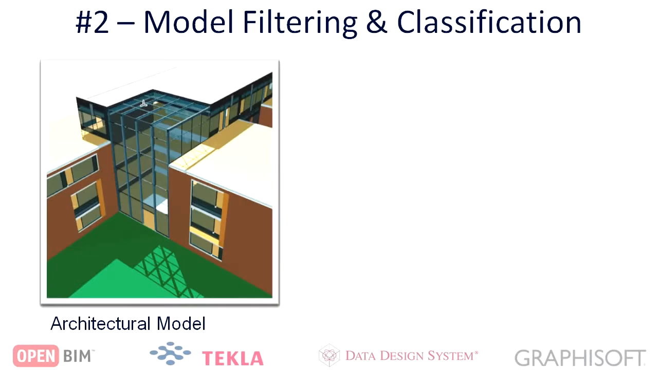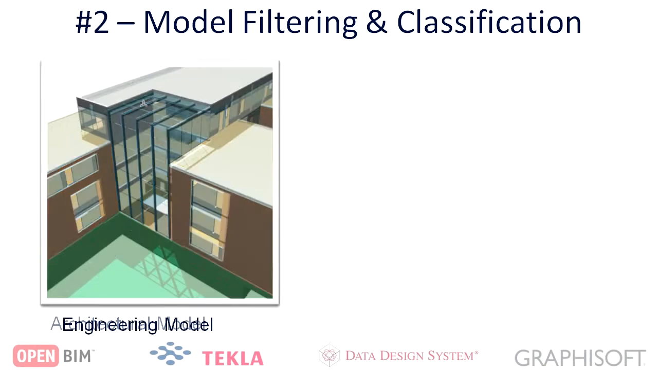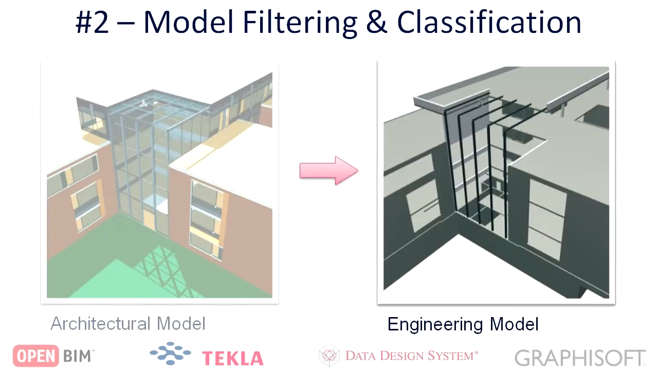The second concept of open BIM collaboration is based upon model filtering and classification. The BIM model being shared with other disciplines should always meet the requirements of the receiving party. For instance, the structural or MEP engineer may not need the entire architectural model for their work, only relevant elements and information. Here, model filtering ensures that only relevant elements are sent to the other party, while model classification ensures that the information sent will be perfectly interpreted by the recipient.